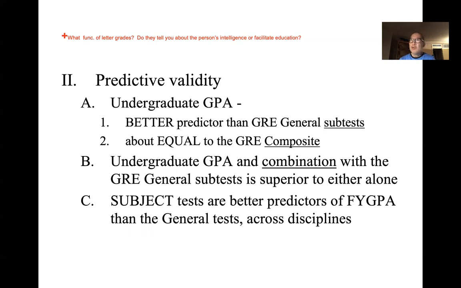Undergraduate GPA in combination with the GRE general subtest usually predicts better than either alone, and that's a fairly common finding in tests and measurements. If you've got two good predictors, very often when you combine the two, the combined statistical power of the two variables taken into account to make a prediction is usually superior to either alone. Usually; sometimes they'll be equivalent to using them separately.